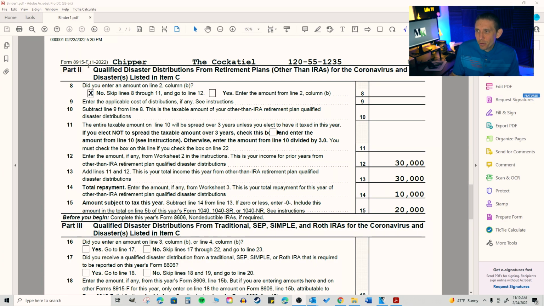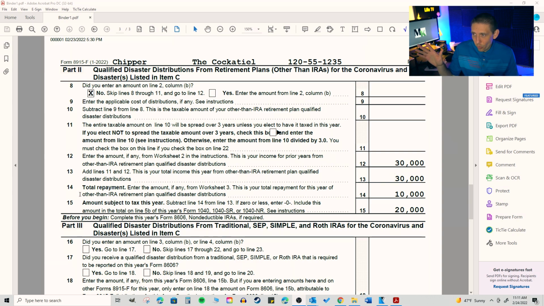If you had no other disaster distributions in 2021, besides this coronavirus thing, then you can basically skip right past lines 8, 9, 10, and 11 and go right down to line 12. Now, you can look at the instructions on line 12 if you want to, but it says enter the amount, if any, from worksheet 2 in the instructions. This is your income for prior years from other than IRA retirement plan accounts and qualified disaster distributions. Well, in this case, the prior year amount was simply $30,000. It says add lines 11 and 12. This is your total income this year from other than IRA retirement plans or qualified disaster distributions.